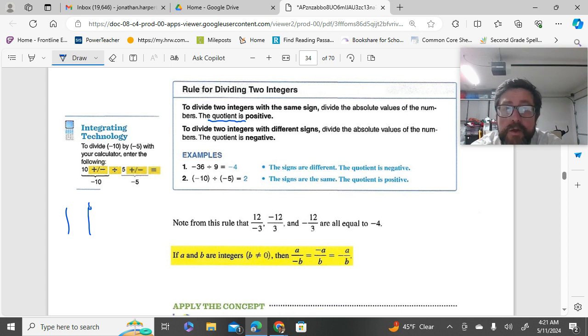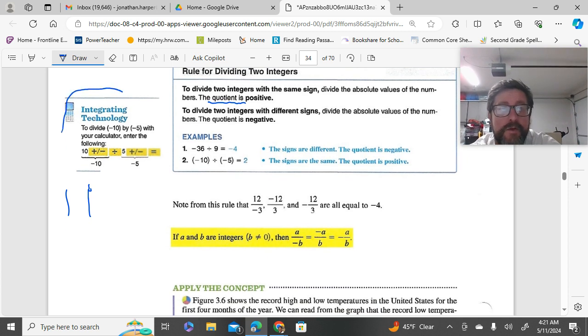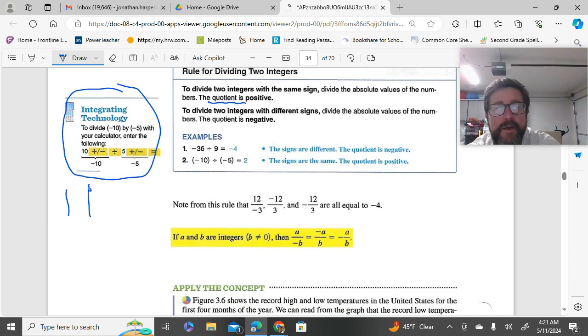The quotient is negative. So what it's telling you there is you do division the same way you'd always do it, but if the signs are not the same, if you're dividing a negative by a positive or a positive by a negative, it's going to be a negative number. If you're dividing a positive by a positive, it's a positive. If you're dividing a negative by a negative, it's a positive. So again, here's the integrating technology, the exact same.